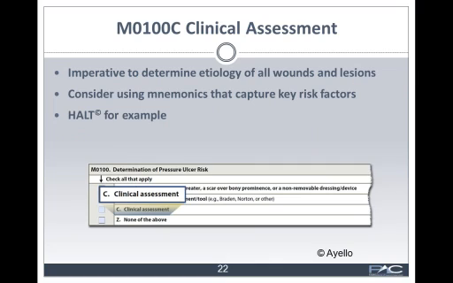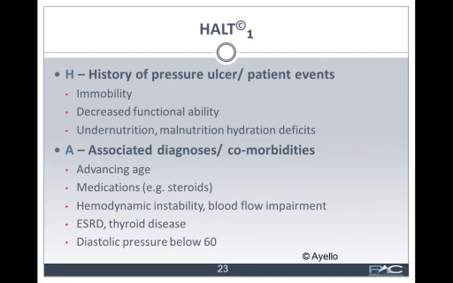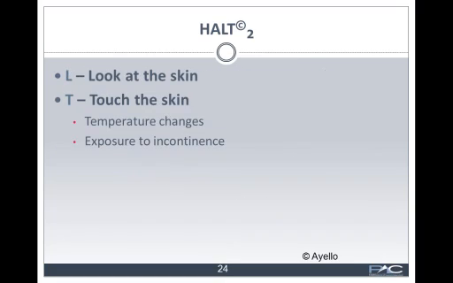And you know, CMS also are supportive of using mnemonics that will help you out. And one example that CMS specifically has given to us in the RAI manual is the HALT. And the HALT method is simply going through and looking, is there a history of the pressure ulcer or patient events that may cause it, such as I mentioned, immobility, decreased functional ability. The A, looking at associated diagnoses and comorbidities, advanced aging, medications, other disease processes.